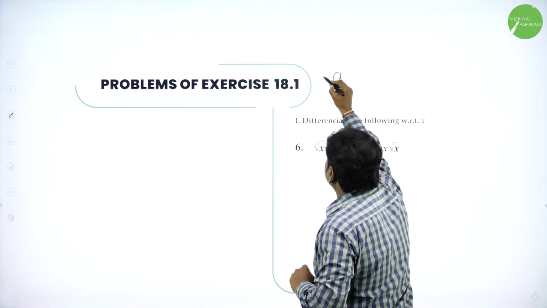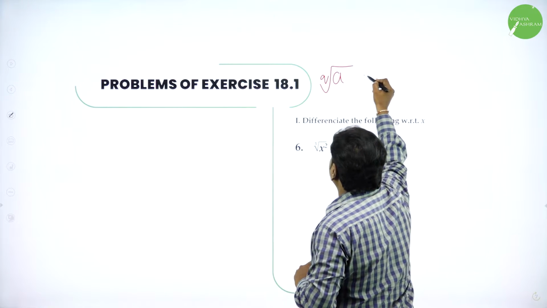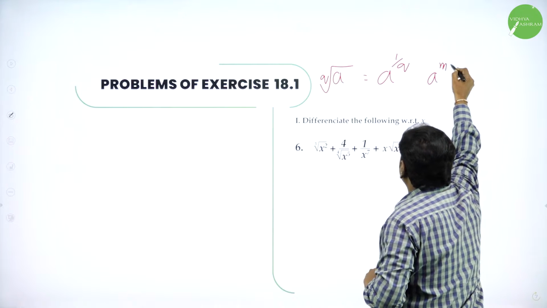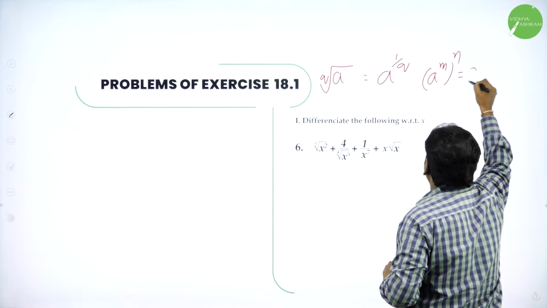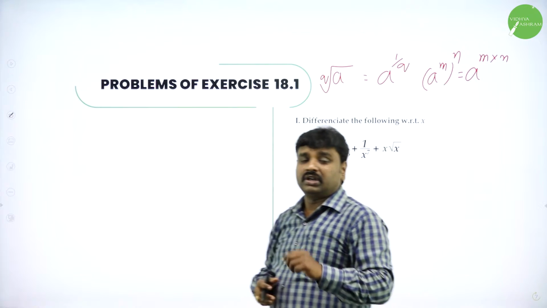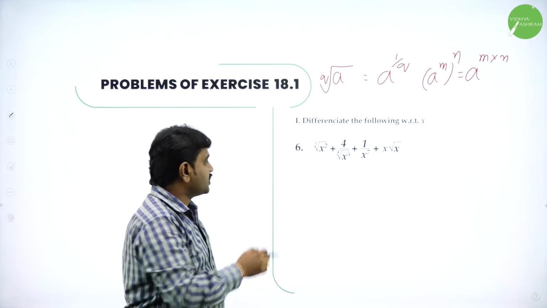All of you know qth root of a. Qth root of a can be written as a power 1 by q, and all of you know a power m whole power n. What is a power m whole power n? A power m into n. These are the law of indices what you learnt. So we'll apply them, we'll simplify it.